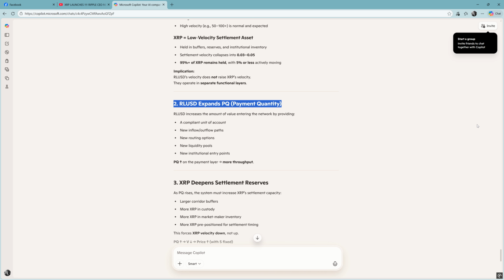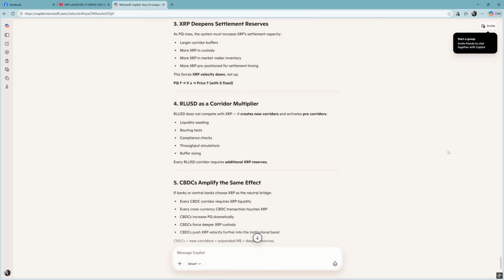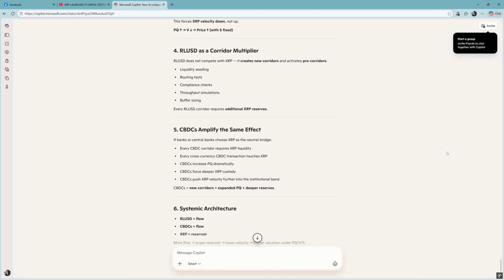XRP deepens settlement reserves. As PQ rises, the system must increase XRP settlement capacity. Larger corridor buffers, more XRP in custody, more XRP in market maker inventory, more XRP prepositioned for settlement timing. This forces XRP velocity down, not up. PQ increases, velocity goes down, and the supply also remains fixed or keeps decreasing every time.